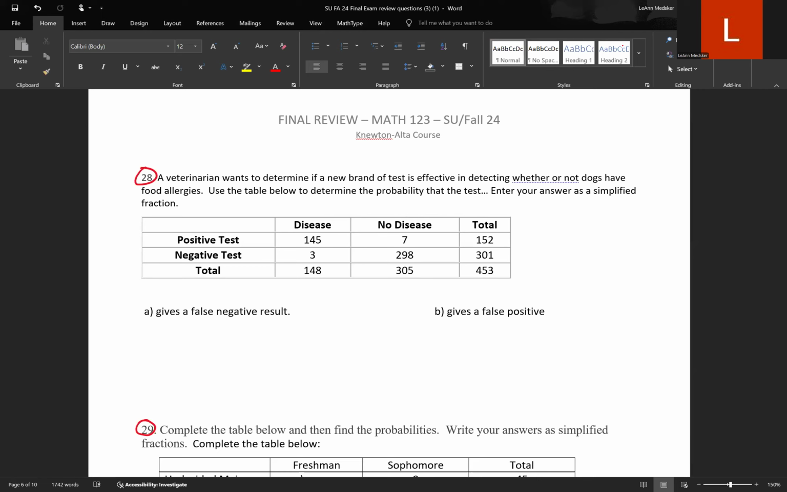So if we want to look at gives a false negative result, that's saying what's the probability that I got a false negative, given you already know the person has a negative result. False positives and false negatives are always conditional probabilities, even though they're not phrased the way that we're normally used to. It's because you already know the result they got was negative. We're just saying it didn't tell the right story. It says it's a false negative. So you're going to be focused on just negative tests. There were 301 negative tests, and negative means you don't have disease. So there were three people out of the 301 that were three dogs that were incorrectly put into that.